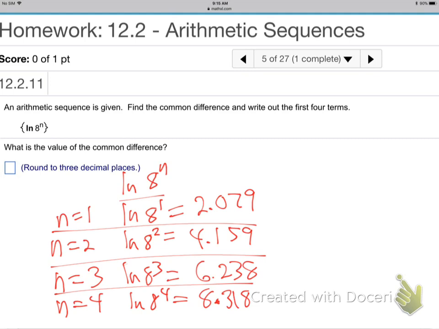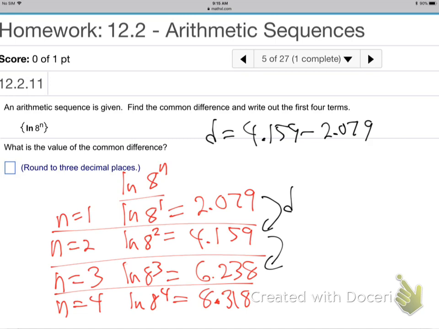And what's the difference? What's the jump amount from term to term? Well, it's not as easy to tell. We can't just do the little formula trick this time, so we're just going to have to subtract 2 of the terms. Whatever the difference is from term to term, just take 4.159 and subtract 2.079. The difference will come out to be 2.079. Right?